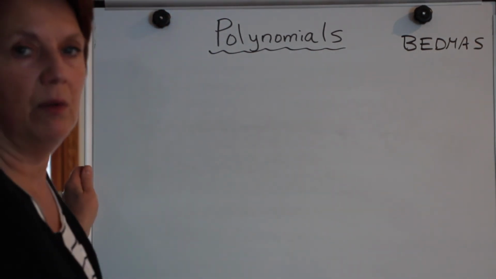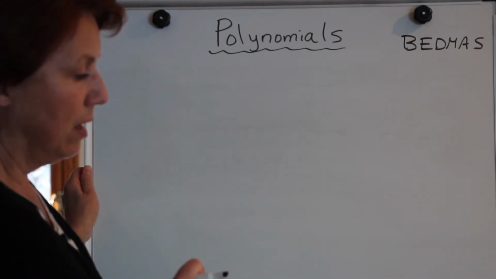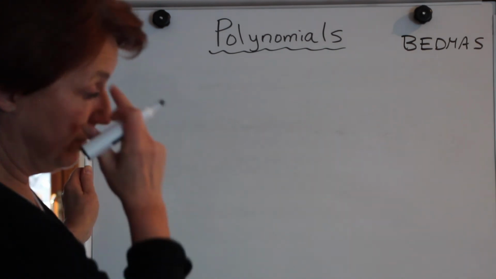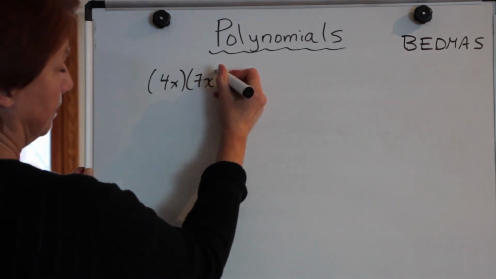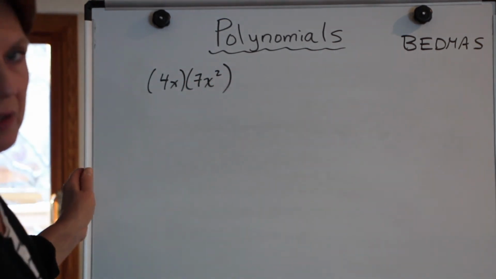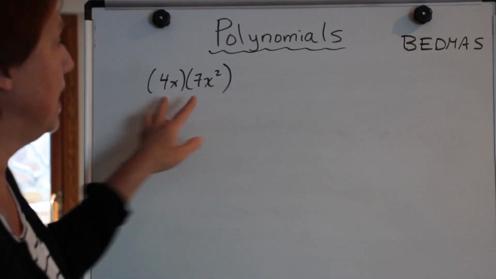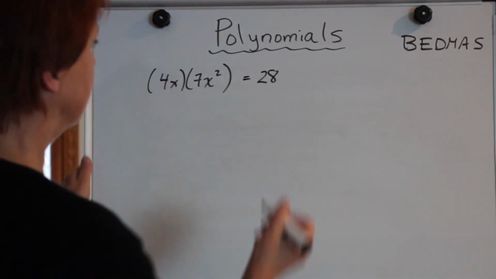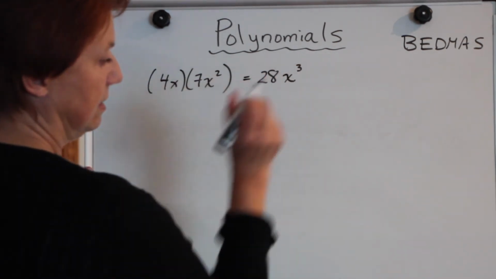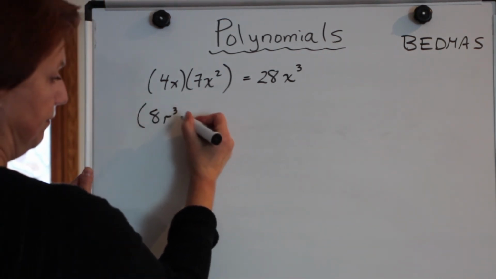Now I'll finish off today with multiplying monomials and dividing monomials. So let's start with this one here. This is pretty simple stuff, right? You just find the common elements. So 4 and 7, same kind of thing, is 28, multiplying of course, and x times x squared is x cubed. And that's it, that one's done. And sometimes they get a little bit longer.